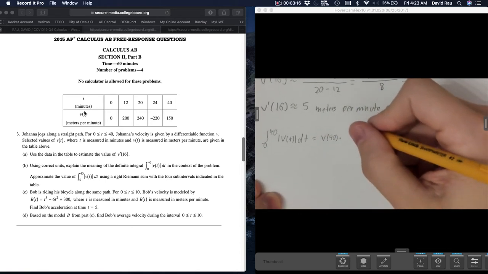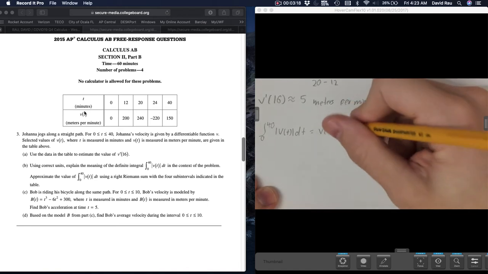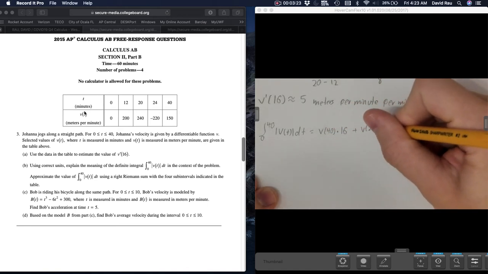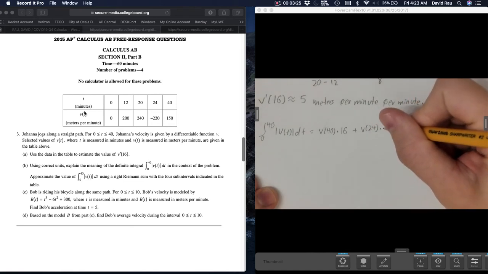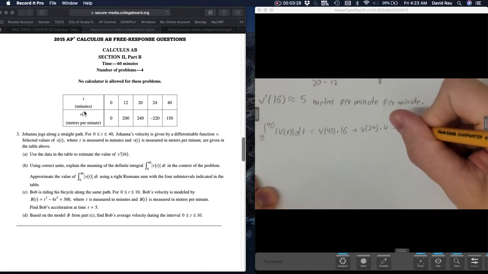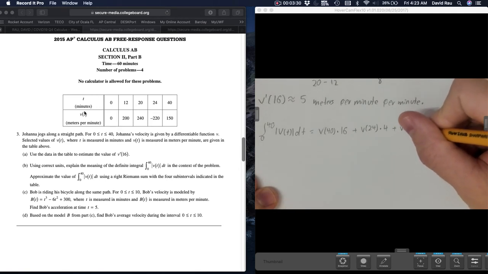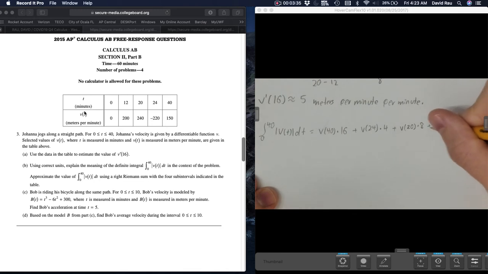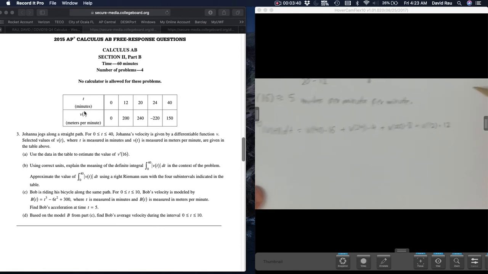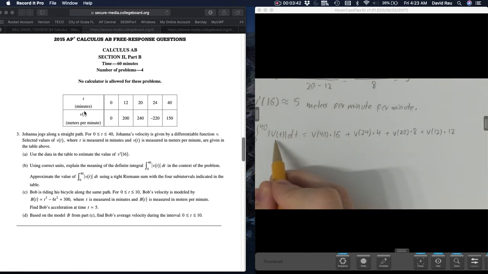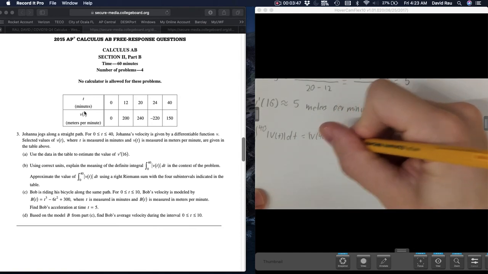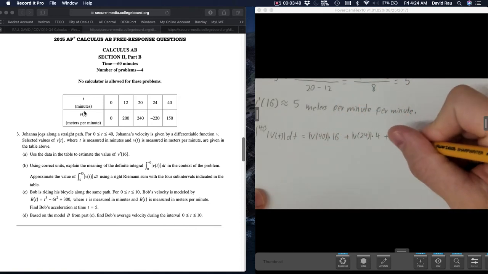times how far it travels till the next point, which is 16 units, plus v of 24 times how long I carry that for, which is only 4 units, plus v of 20, that takes me 8 units until I get to 12, plus v of 12, and I carry that for 12 units until I get to 0. Now the thing is, we wanted the absolute value of this, so how does the absolute value play into this side? You're just absolute valuing every value that you get in here.